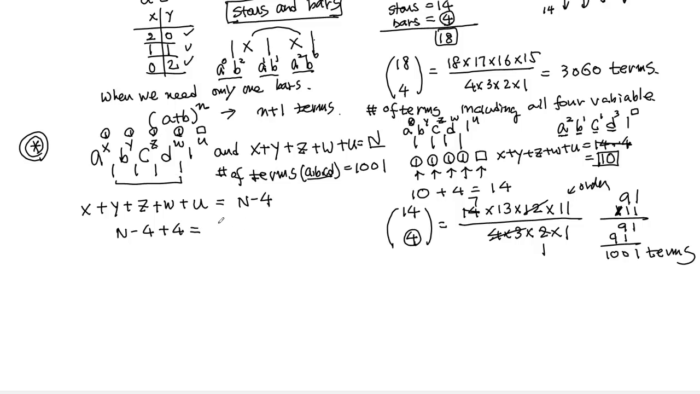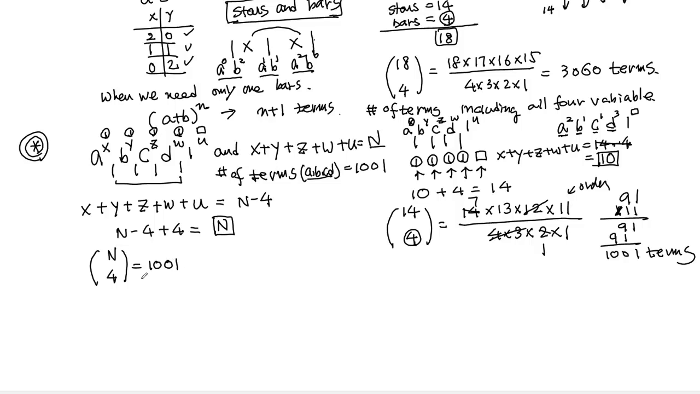Now we have a total of what? n stars. Out of these n stars, we're going to choose what? 4 locations for the dividers, okay? That is n choose 4, isn't it? That is equal to what? This number, 1000, right? That is equal to 1001 terms there.